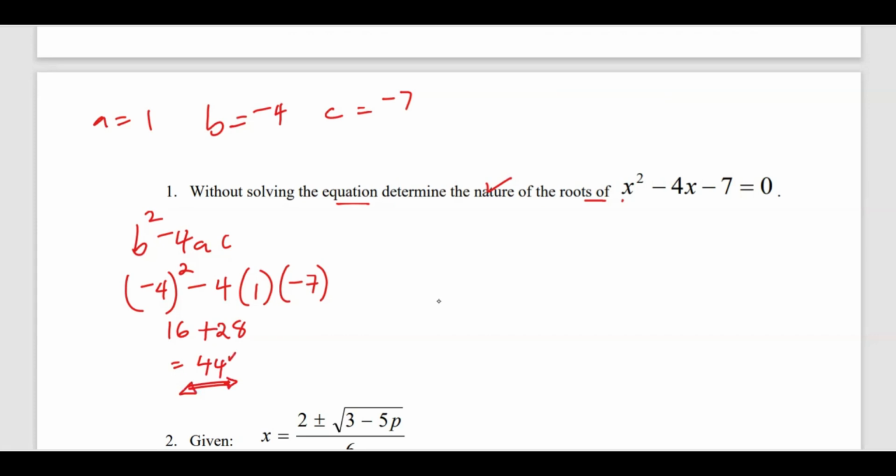remember, 44 is greater than 0, so the roots are real, but 44 is not a perfect square, so the roots are going to be irrational. And this is not equal to 0, so the roots are going to be unequal. So just tell us the roots are real, irrational, and unequal. We need to state all these three aspects, and then you're good to go.